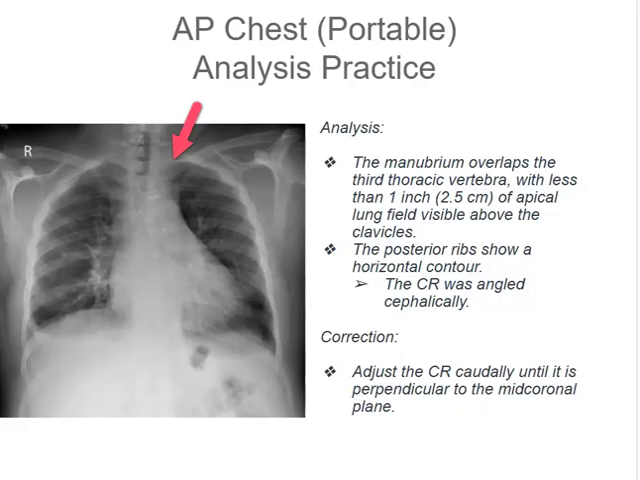The manubrium is above the fourth thoracic vertebra. So this should indicate to you we have a central ray angulation problem. Also, the contour of the posterior ribs are horizontal in this case. So, this should indicate to you that the central ray was angled cephalically. In order to correct this imaging error, we need to adjust the central ray angulation caudally until it is aligned perpendicular to the mid-coronal plane.